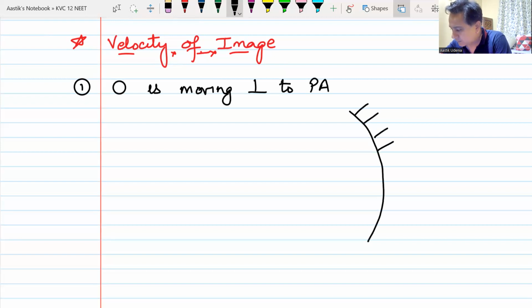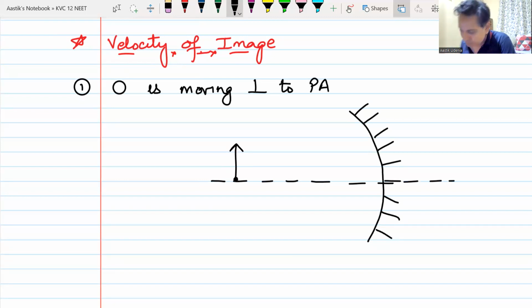So let us take the example of a simple mirror. This is my concave mirror, and this is my principal axis, so that you have a diagram also. And the object, let us say, is moving like this. So the object is moving with a velocity VO. The object is moving perpendicular to the principal axis. It can move upwards. It can also move downwards. Do we understand this? Yes, sir.